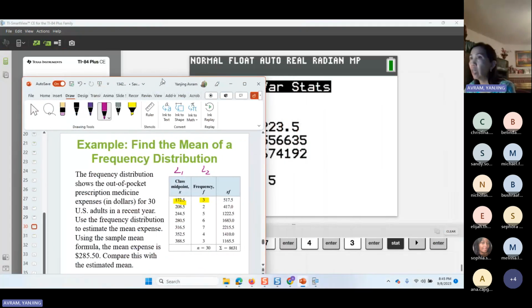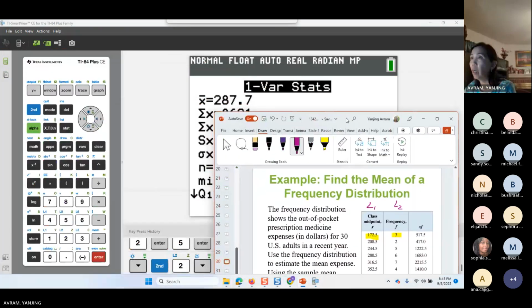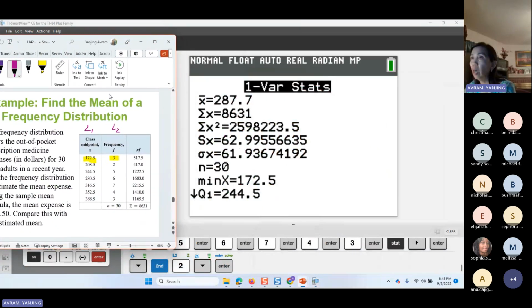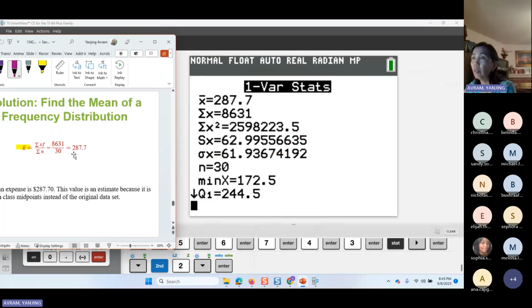Let's see what our weighted mean is. Look at this one right here. We calculated this sum of, so our weighted mean here is 287.7. Look at that, this is your mean. X bar is your weighted mean in here, 287.7. It's exactly the same. All right.